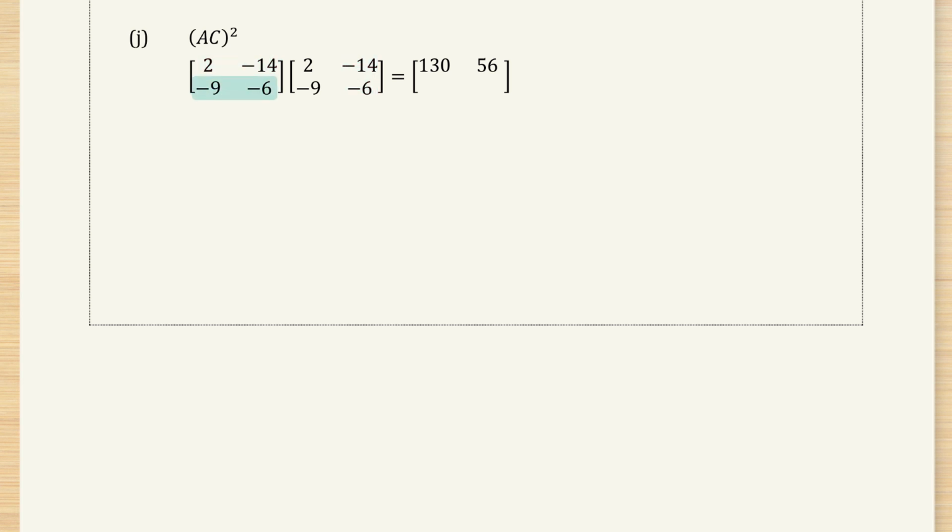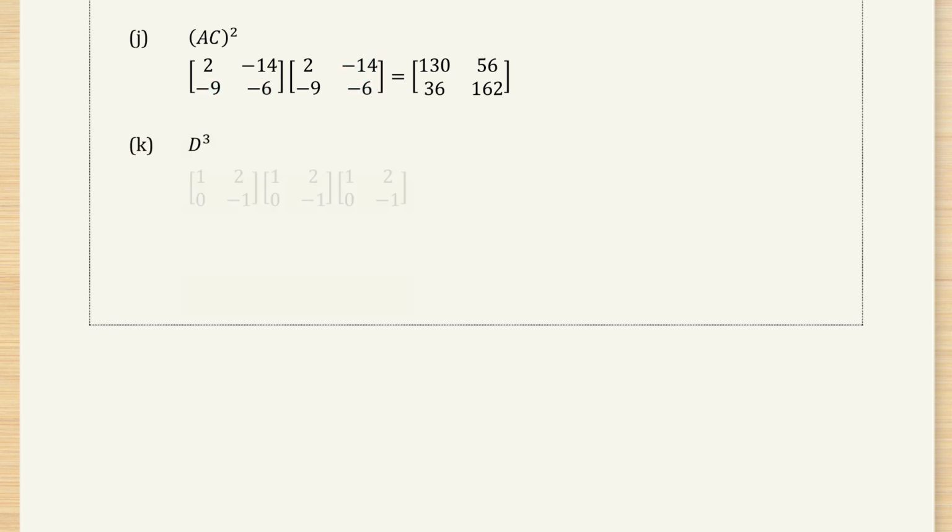Then we take the second row of the left matrix, -9, -6, and multiply with the first column of the right matrix. -9 times 2, then -6 times -9. Add those products together, we have 36. And 36 goes into the second row, first column. Then take the same row in the left matrix and multiply by the second column in the right matrix. -9 times -14, -6 times -6. Add those together, we have 162. 162 goes into the second row, second column.